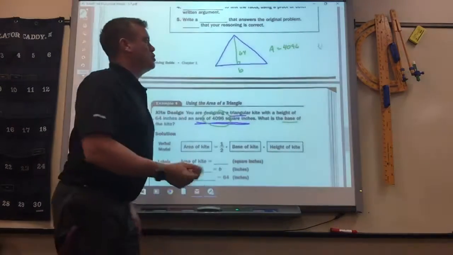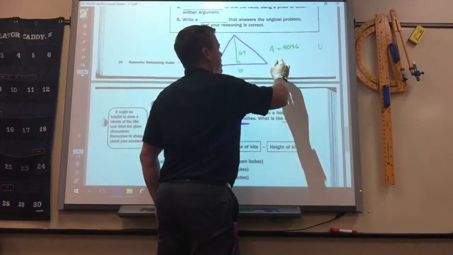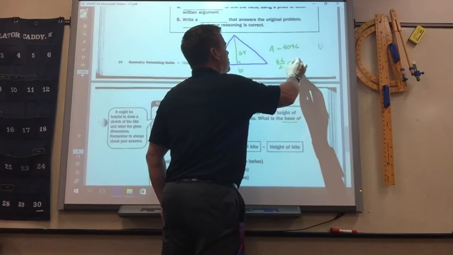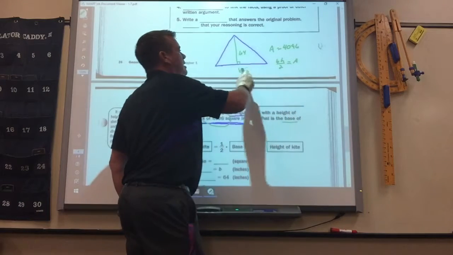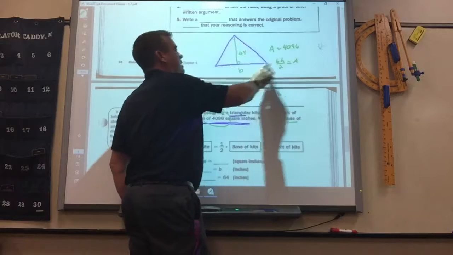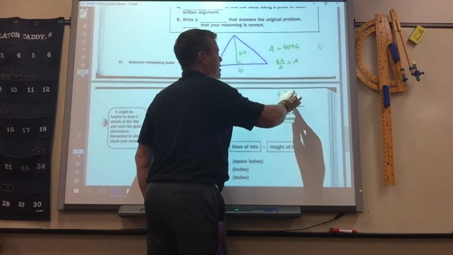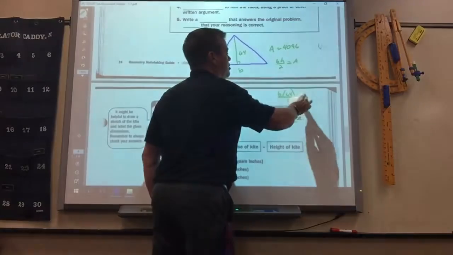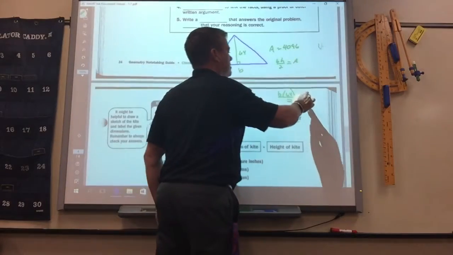So all you do is use the equation. Base times height divided by 2 equals the area. And plug these in. I don't know B, so that stays B. I do know the height, so I put 64 in there. Divided by 2 equals the area.